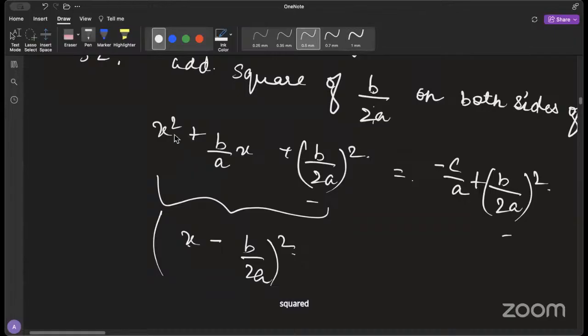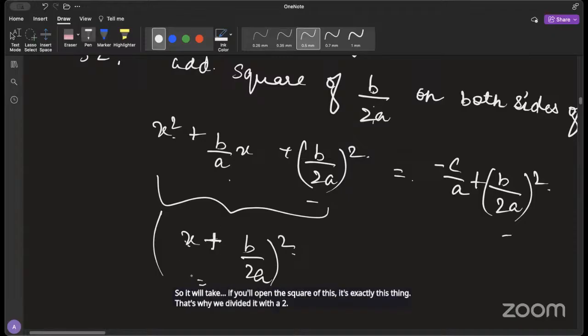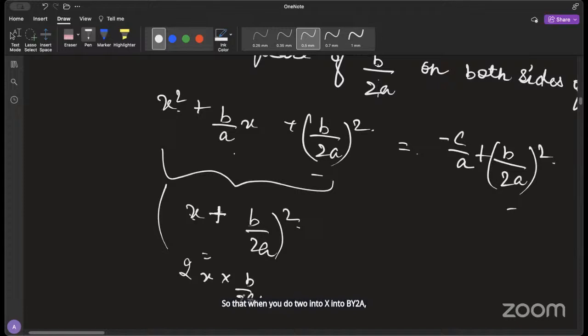Squared. So you'll have x squared plus b by 2a squared, and then 2 times x into minus b by 2a. Because you have a plus here, you should take plus. If you have a plus here, take plus. If you have a negative sign here, you will be taking negative, right? So if you open the square of this, it's exactly this thing. That's why we divided it by 2, so that when you do 2 into x into b by 2a, this 2 and this 2 will get cancelled, and you will get this term b by a.